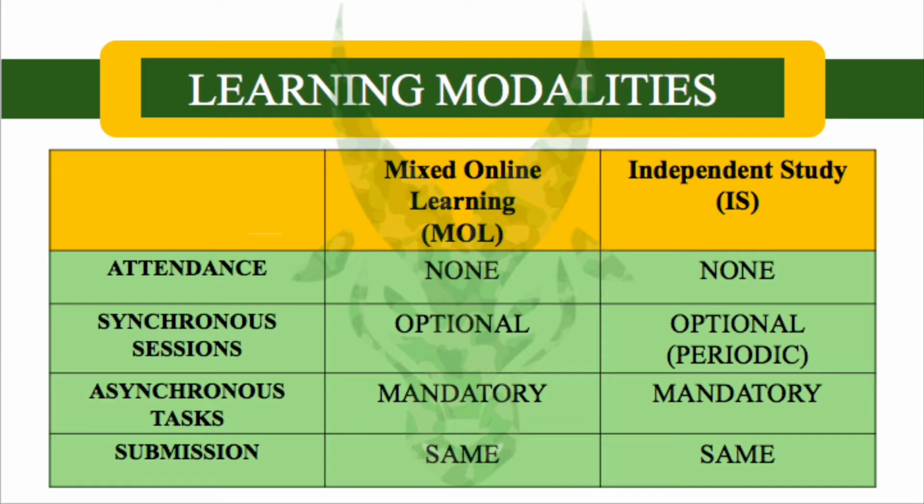You have no choice but to do the asynchronous tasks. These tasks include the assessments, the Canvas discussion, and of course, consultation with the teachers. All right? And then submissions, both deadlines are the same. Okay? So you might say, looking at this table, "Ma'am, it's somehow the same. What's the difference apart from the internet connectivity on the end of the IS and MOL?"